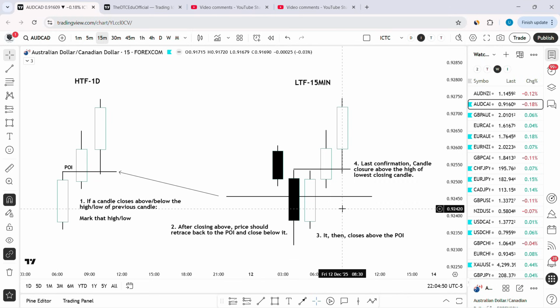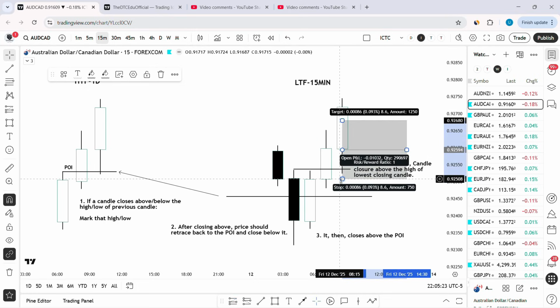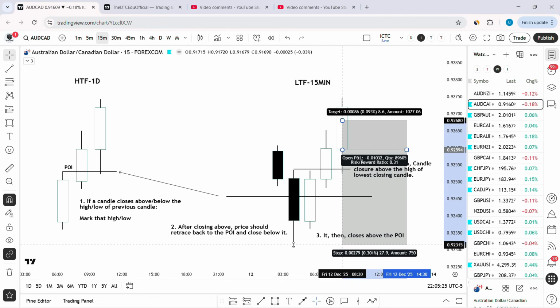So once all these 4 confirmations are done, we will then enter our trade at the closure of the candle. So this is the candle where all the confirmations are done. So at the close of this candle, we will enter our trade with a stop loss at the recent low, and we will target the high of second candle on the higher time frame.